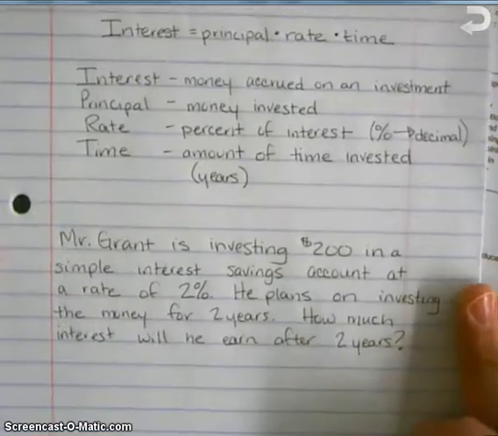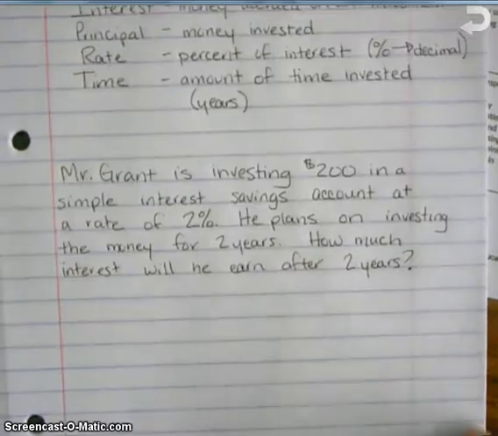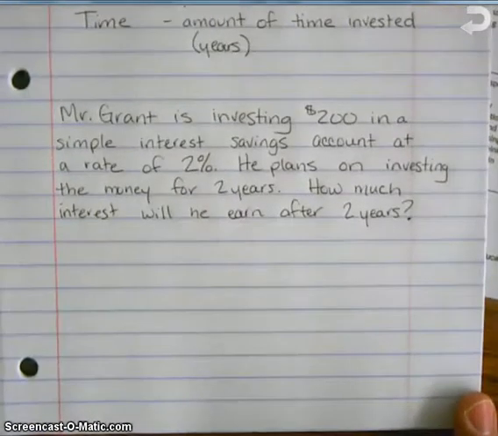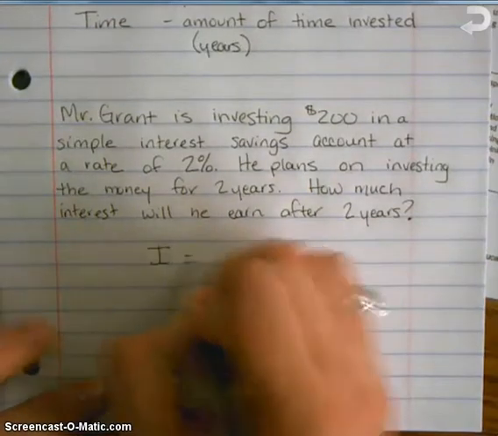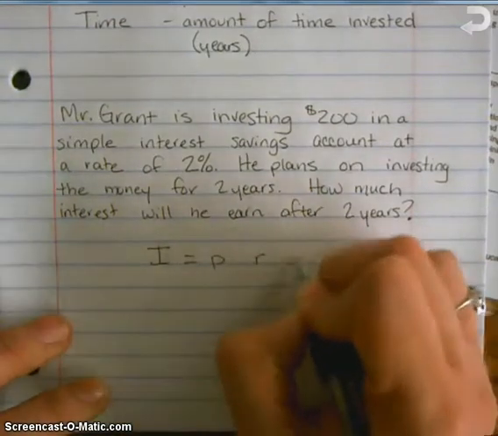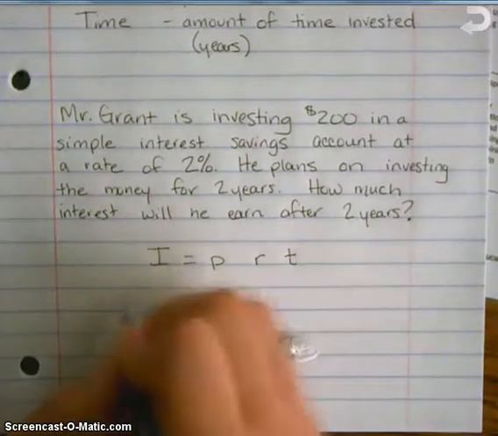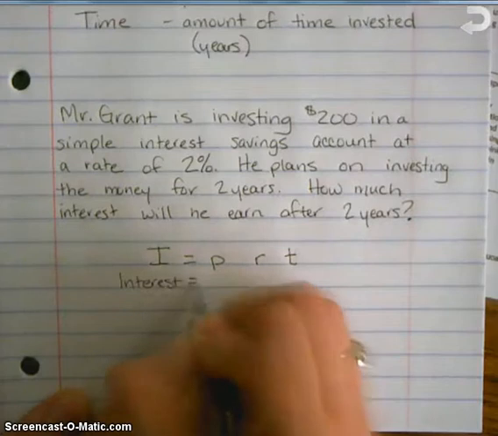Mr. Grant is investing $200 in a simple interest savings account at a rate of 2%. He plans on investing the money for 2 years. How much interest will he earn after 2 years? So we're going to start with our formula, I equals PRT. Now when we substitute, I don't know what interest is. That's what I'm looking for. So I'm going to write interest equals.